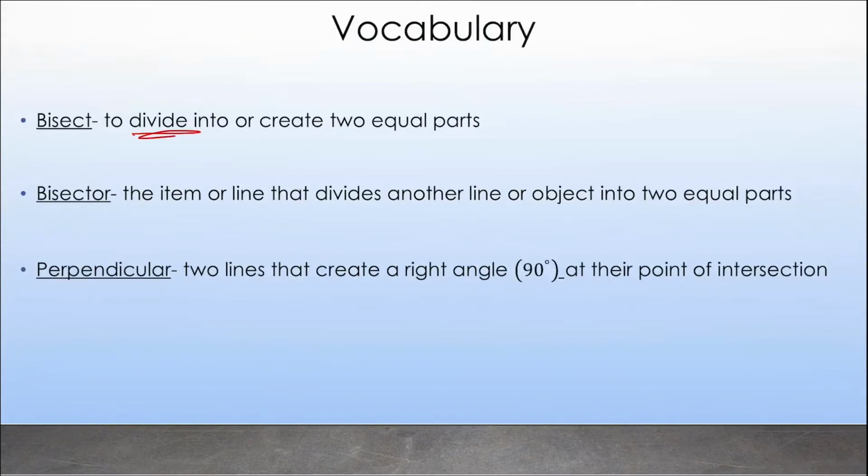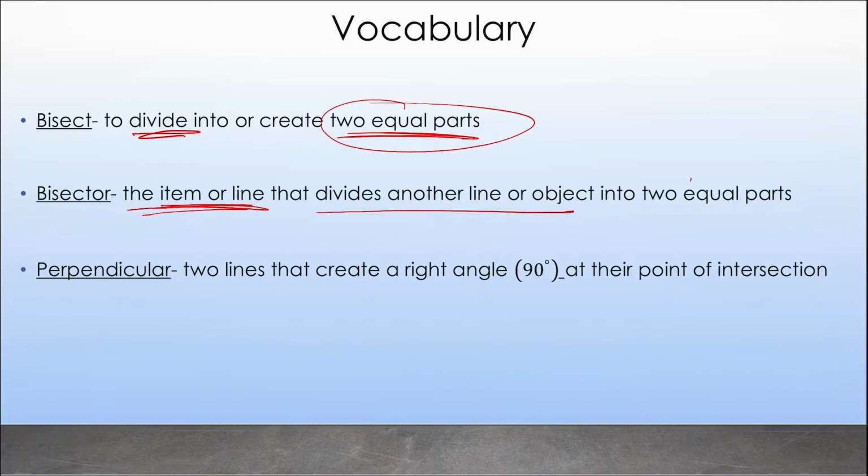To bisect is to divide or create two equal parts. There's the key part there. A bisector is the actual item or line that divides another line or object into two equal parts.